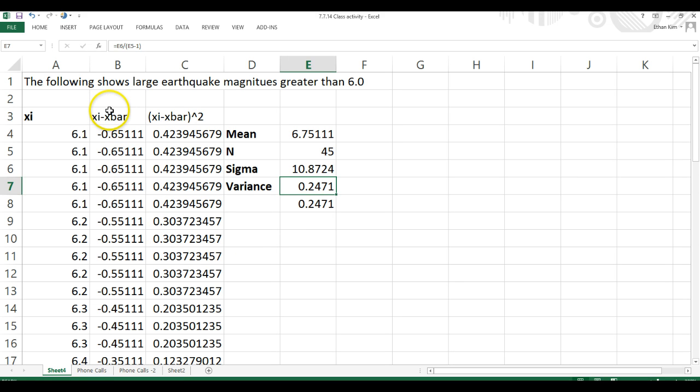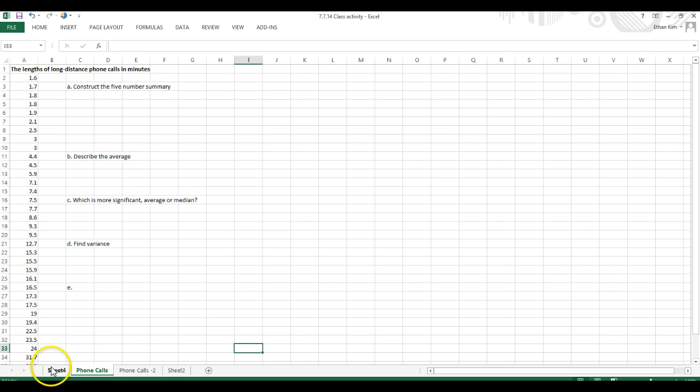This is the class practice that we did together. And if you go to the next tab, and I'm gonna rename the first sheet, but here I put in the data, and this is a table for the length of long distance phone calls in minutes. Okay, so you have these data sets.